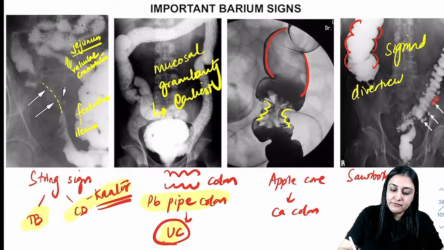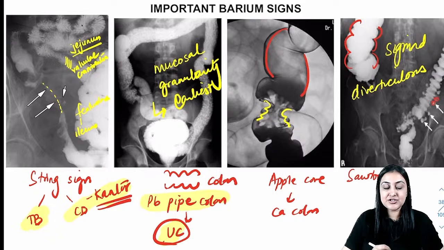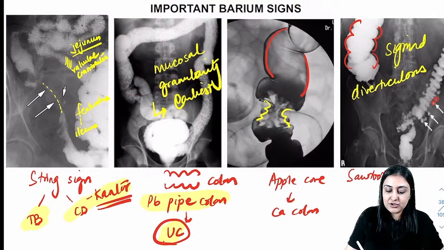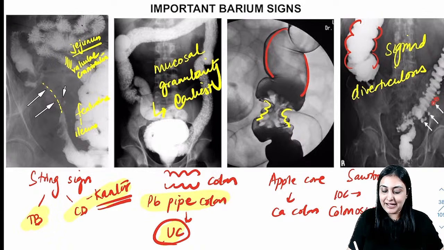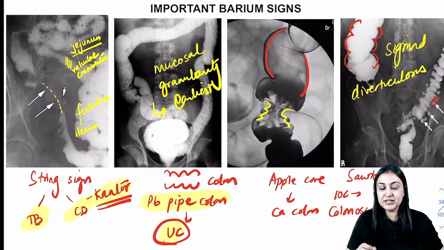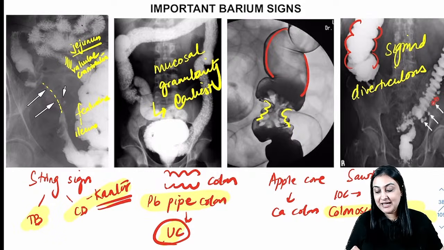Now tell me something. For sigmoid diverticulosis, what is the investigation of choice? The investigation of choice for diverticulosis, if colonoscopy is in the options, go for colonoscopy followed by barium enema. You can't see what is written behind me. Just hold on, in the PDF you will be able to see. I've just written colonoscopy more than barium enema.